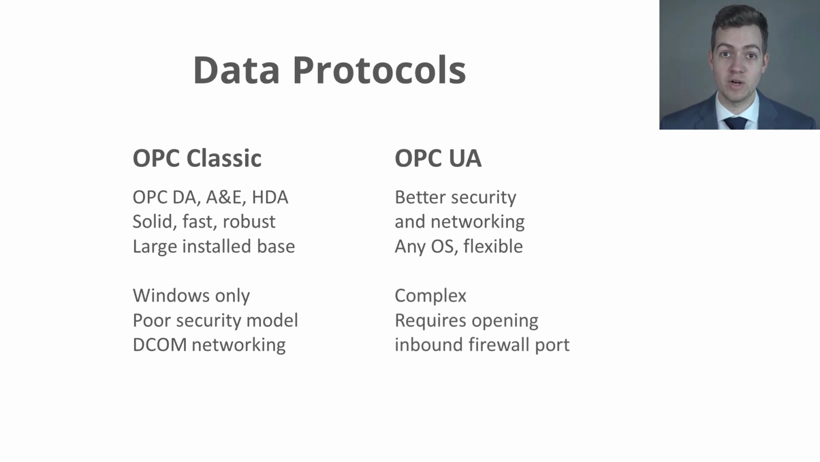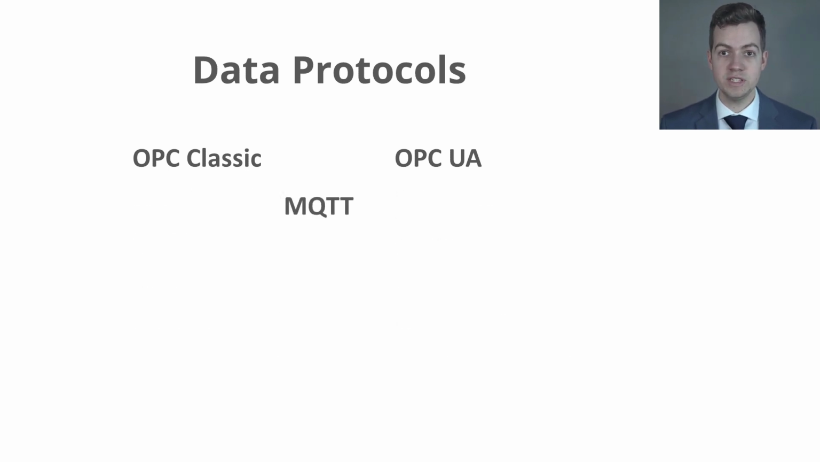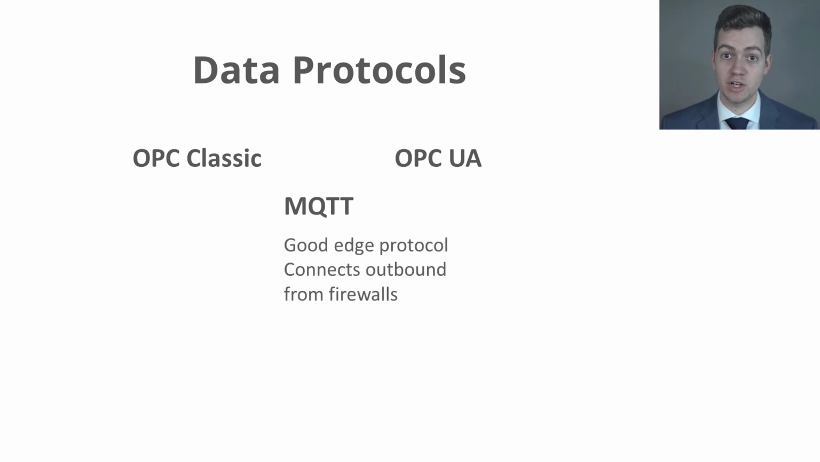OPC was designed for in-plant applications and performs well in that environment. For communications outside the plant, more and more people are turning to MQTT. MQTT was designed as a simple communications protocol for connecting field devices to a central server. It is a good edge protocol, and it has the advantage of connecting outbound from the OT side, keeping all inbound firewall ports closed. But MQTT is simplistic.